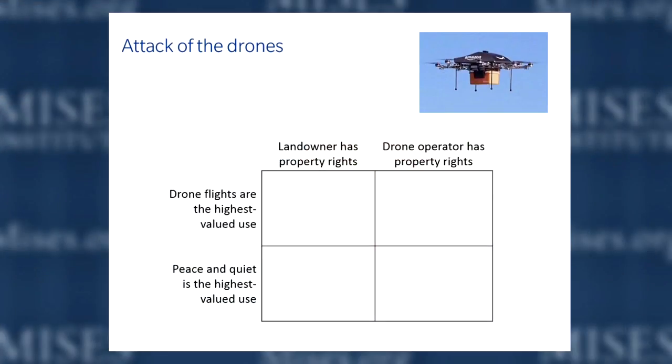Suppose there's a case where the property owner is me, it's my home. If a drone occasionally flies over my house, I don't care. It's not a big deal. It doesn't bother me all that much. But suppose that Amazon can make a lot of money by using drone deliveries. So in a sense, the highest valued use of the air above my house is to have little Amazon drones flying through it, delivering people's packages. So that's the scenario in the top row.